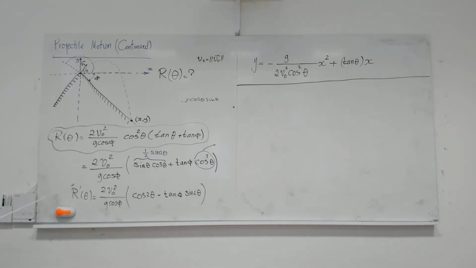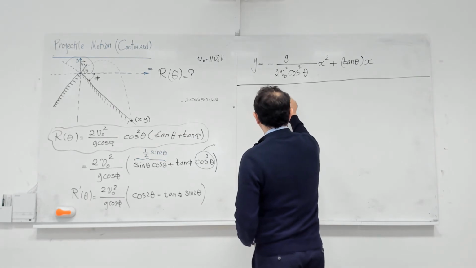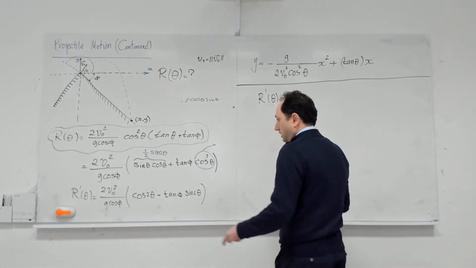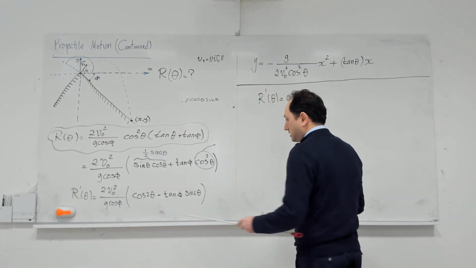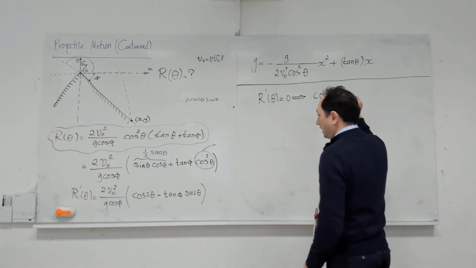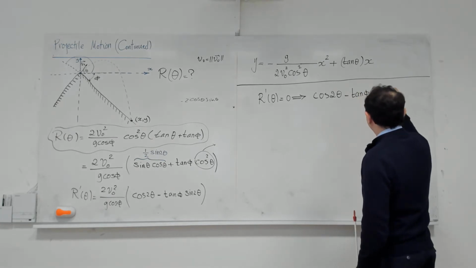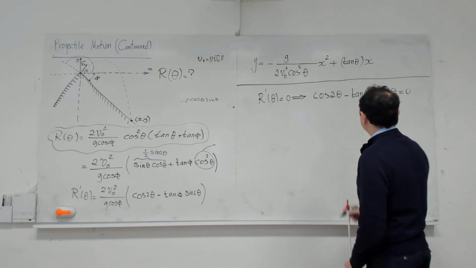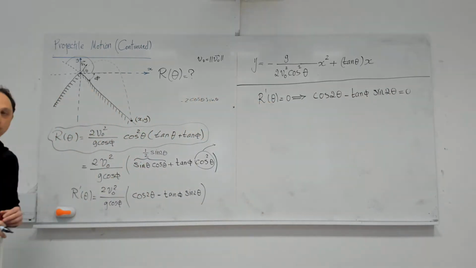Okay, then I put this one equals to 0. Then I want you to tell me what should I do. So r prime theta is equal to 0. But this is a constant, and it is not 0. So the only thing is that this should be 0. So this means that cosine 2 theta minus tangent phi sine 2 theta equals to 0. Okay, so now I am facing a trigonometric equation.